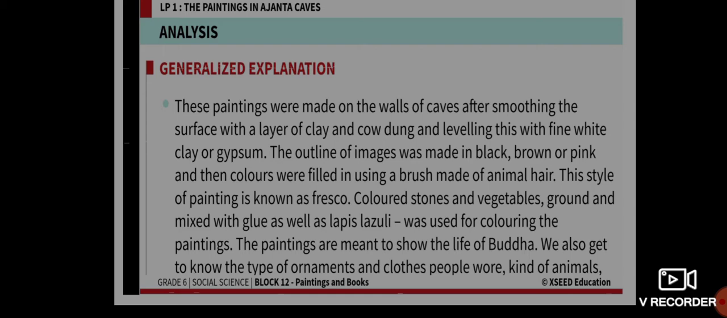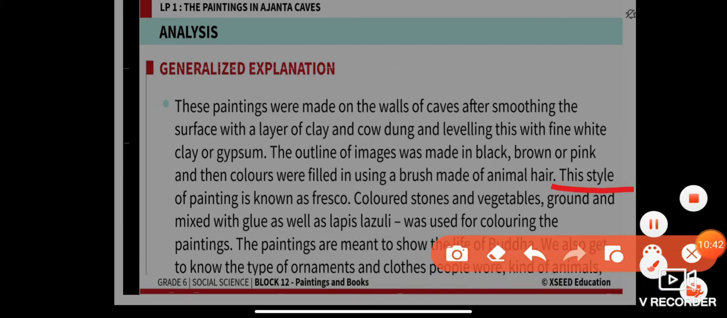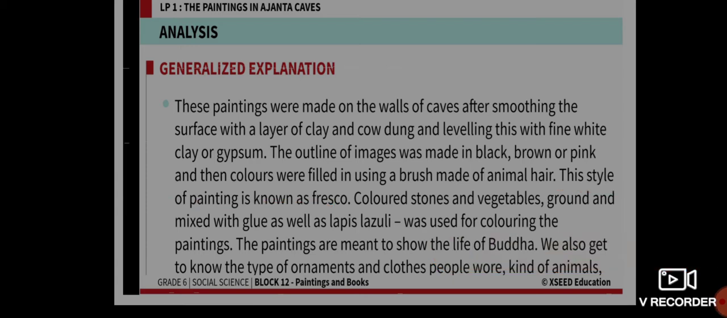So even the brush was natural, made using animal hair. This style of painting is known as fresco. The colors came from stones and vegetables, ground and mixed with glue, as well as lapis lazuli. Like we have learned, lapis lazuli is a deep blue stone, and it was used for coloring the painting.